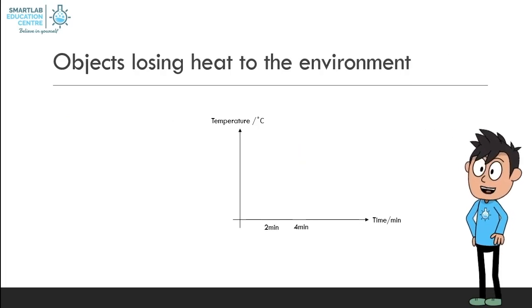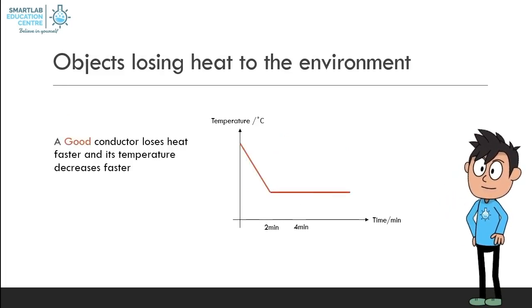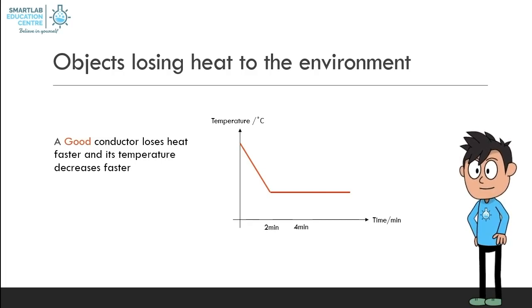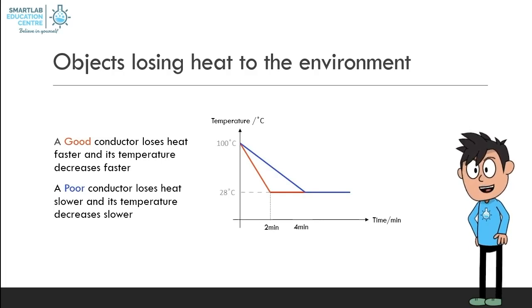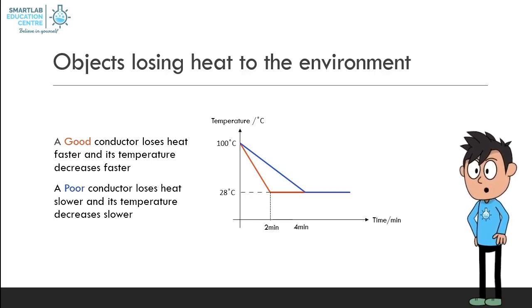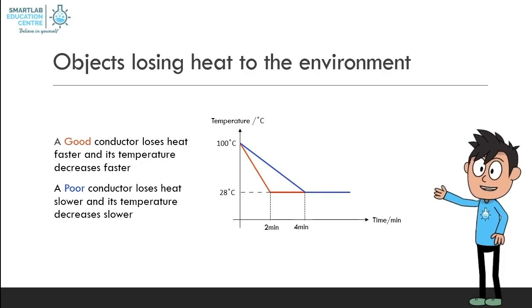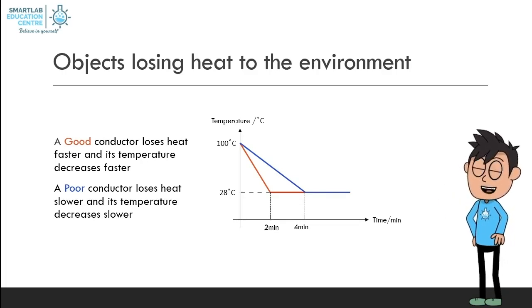Objects losing heat to the environment. A good conductor loses heat faster, and its temperature decreases faster. A poor conductor loses heat slower, and its temperature decreases slower. For example, a metal cup with boiling hot water at 100 degrees Celsius takes 2 minutes for its temperature to return to room temperature of 28 degrees Celsius, while a glass cup with the same hot water takes 4 minutes for its temperature to return to 28 degrees Celsius, since glass is a poor conductor of heat as compared to metal.